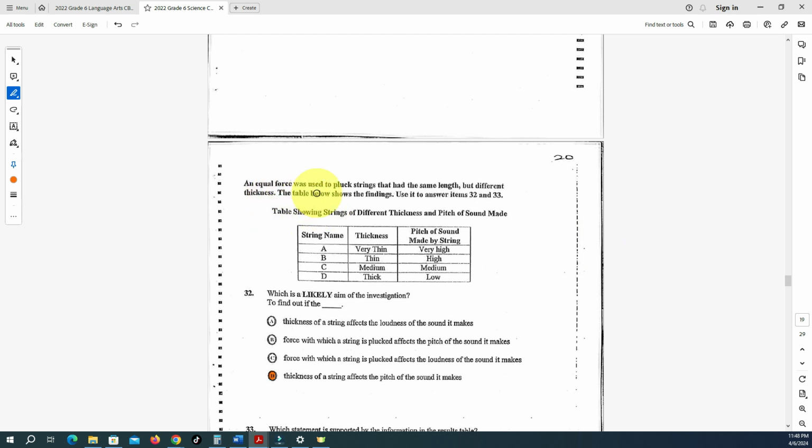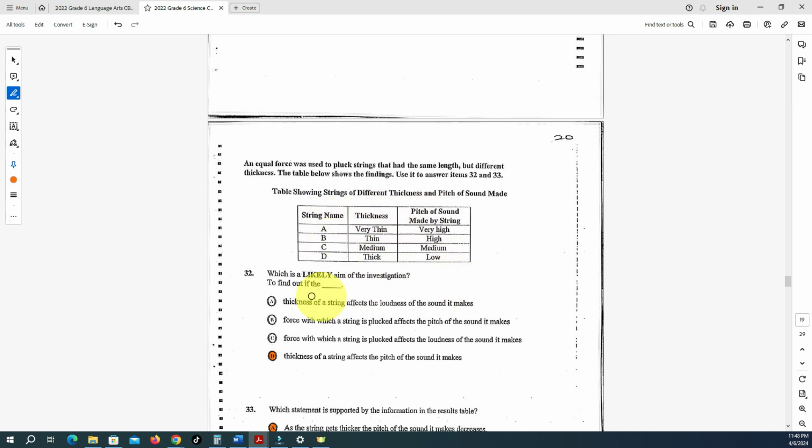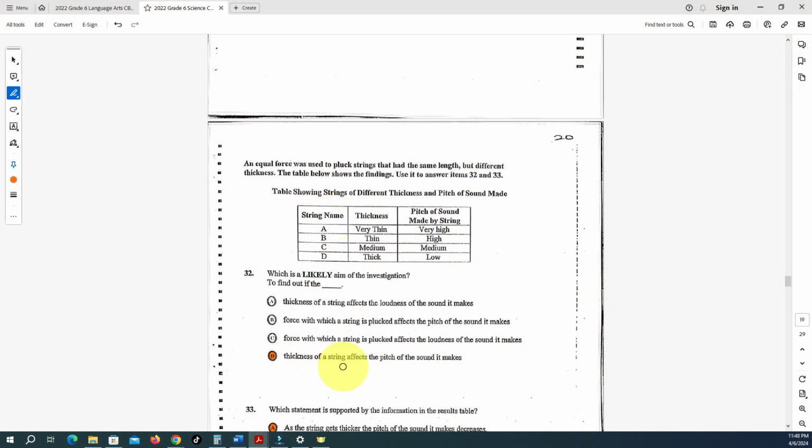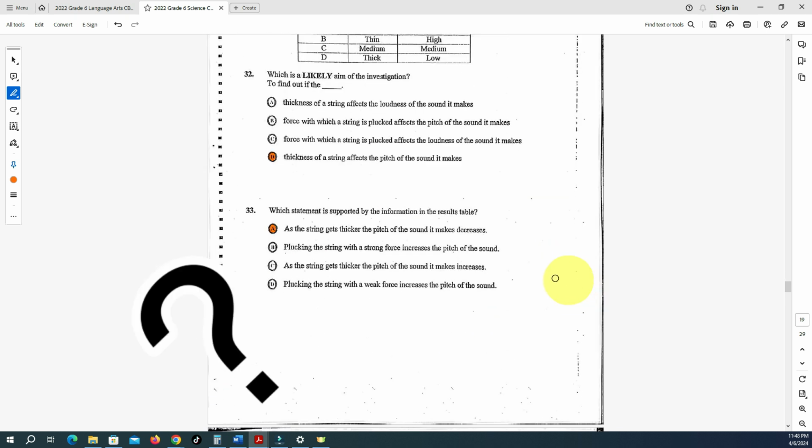All right. So an equal force was used to pluck strings that had the same length but different thickness. The table below shows the findings. Use it to answer items 32 and 33. So here, the thickness of the string and the pitch of the sound, right? So which is a likely aim of the investigation? Based on what I'm seeing, it's just saying the thickness of the string. So I chose thickness of a string affects the pitch of the sound it makes. All right, what would you choose?